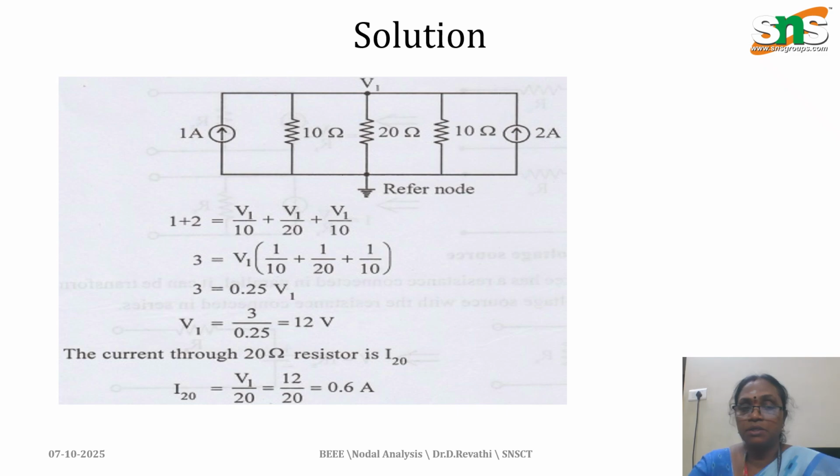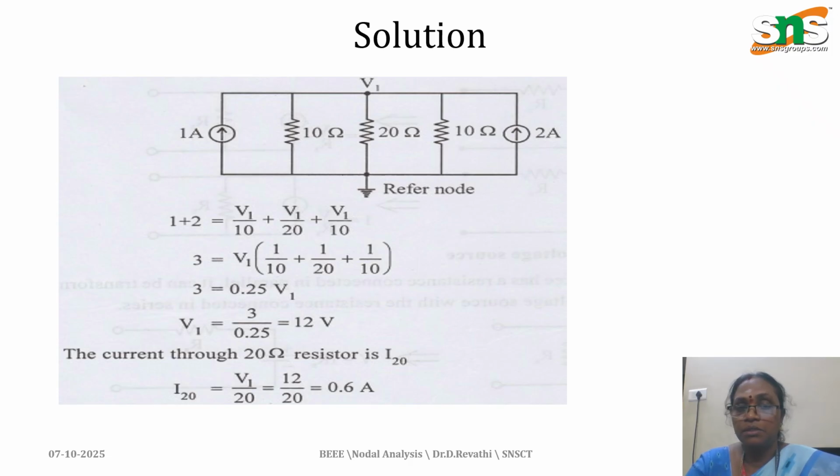Based on this we have to write the KCL, that is, entering current is equal to leaving current. I is equal to V by R formula. We already know that the entering currents are 1 amp and 2 amps. Here you have to write that this is equal to the leaving current, which is V1, as I told you, V1 with respect to node 0.